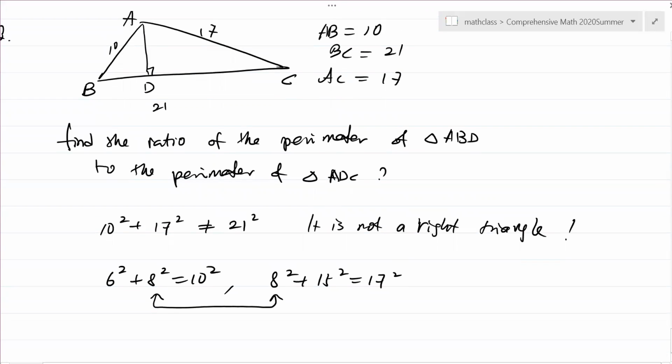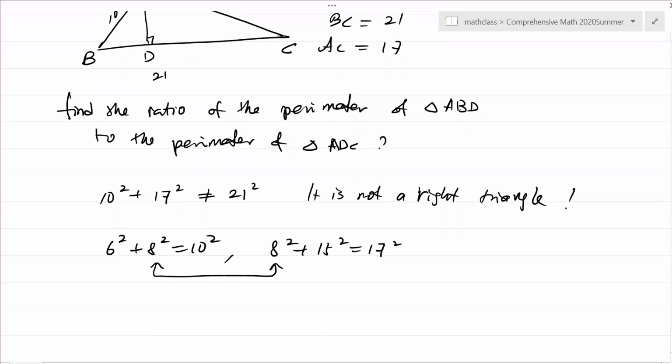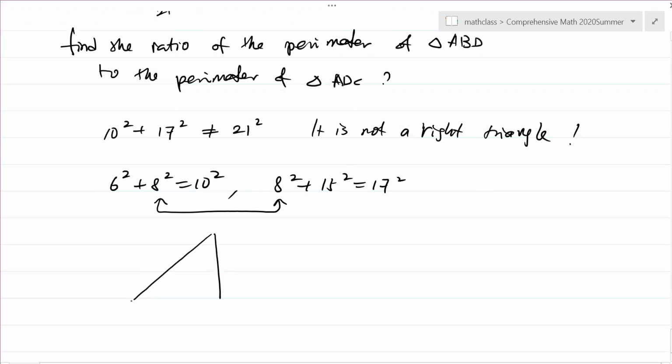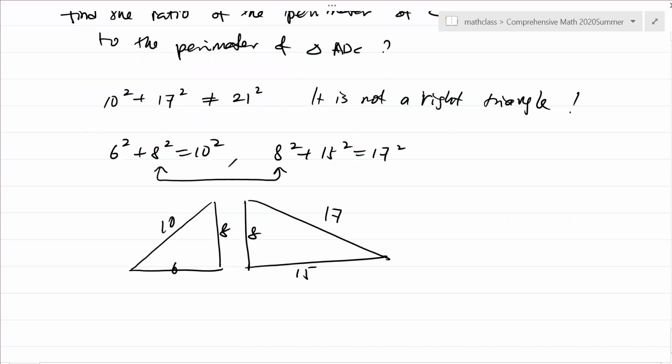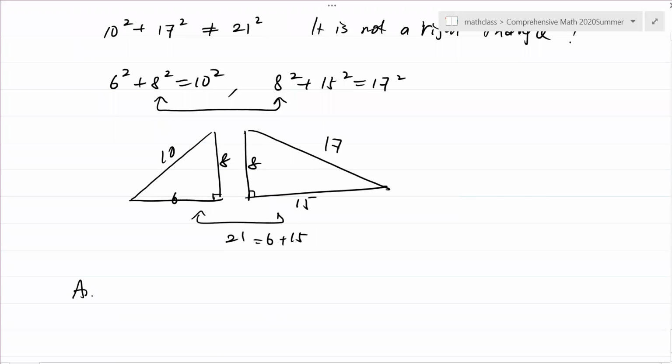So probably you can group these two triangles together. For example, this is going to be 8, 10, 6. Another one will be 17, 8, 15. Group these two triangles together, and here you get 21 total. Then the answer is the ratio of the perimeters, right? So 10 plus 6 plus 8 over 8 plus 15 plus 17, and that is going to be 3/5.